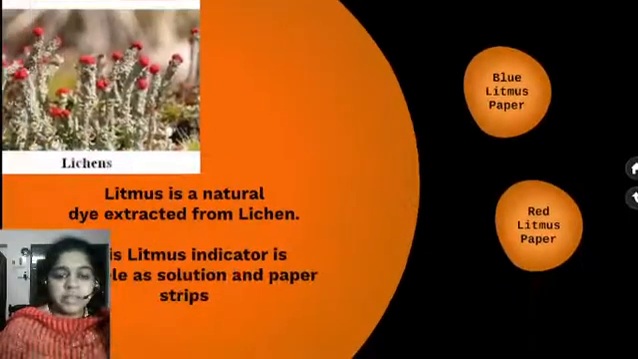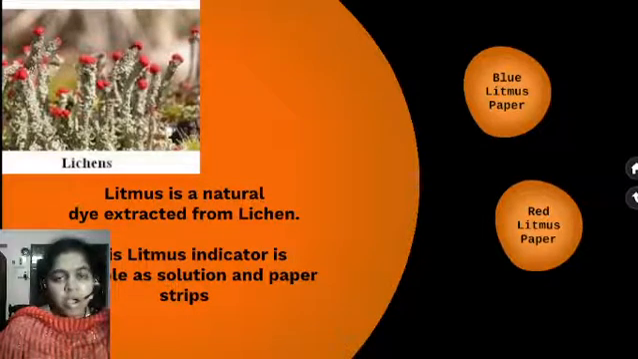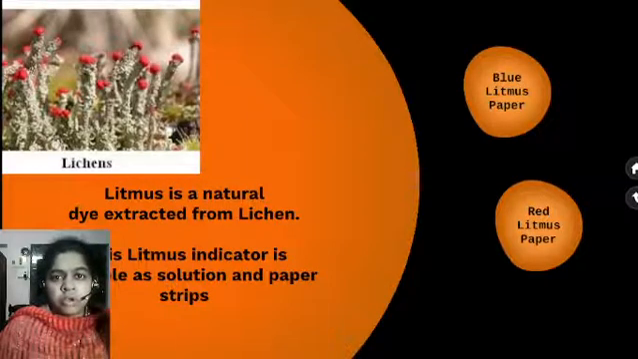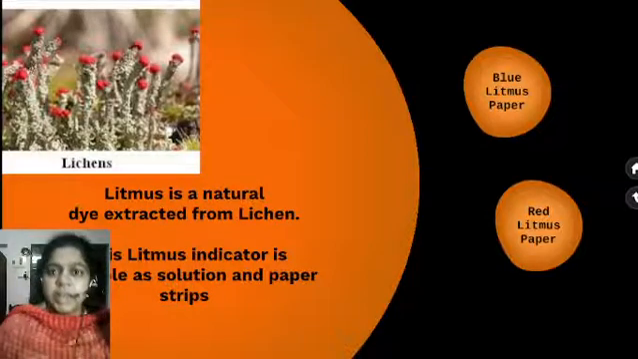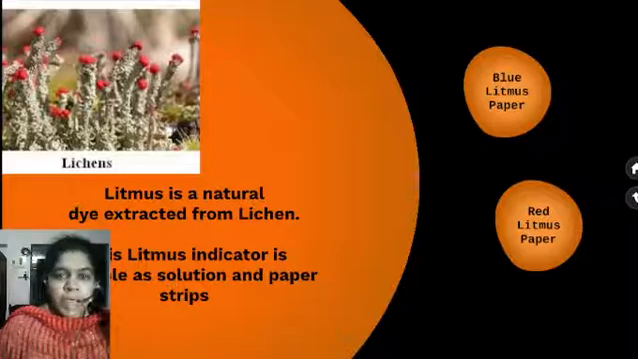Next example is the litmus. It is a natural dye which is extracted from the lichens. This litmus indicator is available both in the form of solution or in the form of paper strips. The most usually used litmus indicator is litmus paper. So in our lab we have blue litmus paper and red litmus paper.